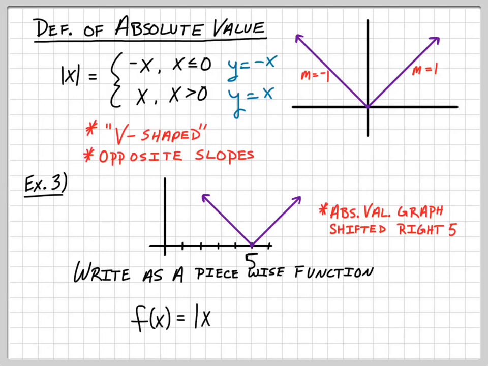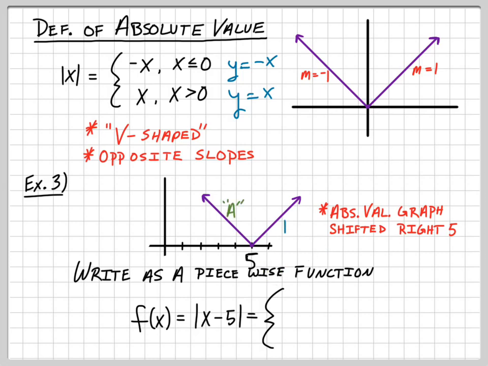Okay, so I know the function is just absolute value shifted right 5. So that's absolute value of x and then a minus 5 in there with the x. That shifts it right 5. But I want to break that up into 2 pieces. I'm going to write it as a piecewise function. So basically, I just need to use this x minus 5. I need a positive version of it, and I need a negative version of it. Those are 2 lines that come through there.